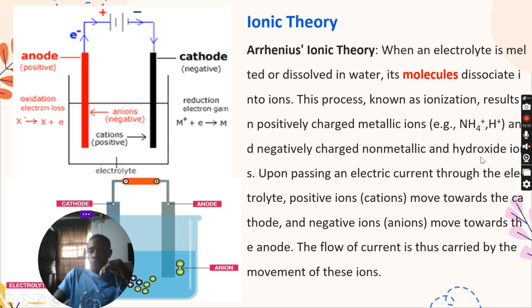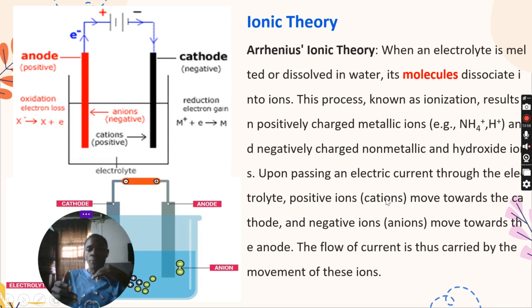So don't forget, Arrhenius ionic theory states that when an electrolyte is melted or dissolved in water, the molecules that make up that electrolyte break down into ions. So it assumes that the ions were not there. They are only formed when they are melted or when they dissolve in water. That's the subtle assumption of Arrhenius ionic theory. As we go on, we'll talk about the modern ionic theory and its modification to the Arrhenius ionic theory.